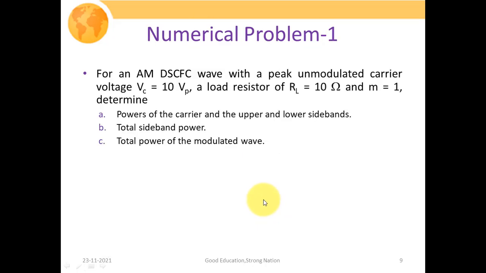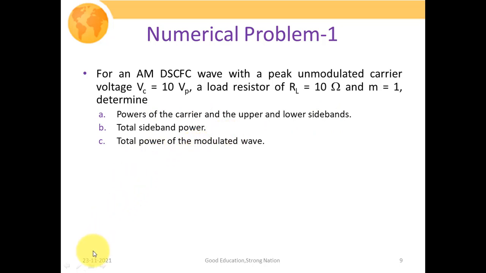So now we are going to discuss some numerical problems associated with the discussion that we have done so far in this lecture. The question says that for an AM double sideband full carrier wave with a peak unmodulated carrier voltage Vc equal to 10 volt Vp, a load resistor RL equal to 10 ohm and m equal to 1, we have to determine, in the first part, the power of the carrier and the upper as well as the lower sideband, the total sideband power and the total power of the modulated wave.